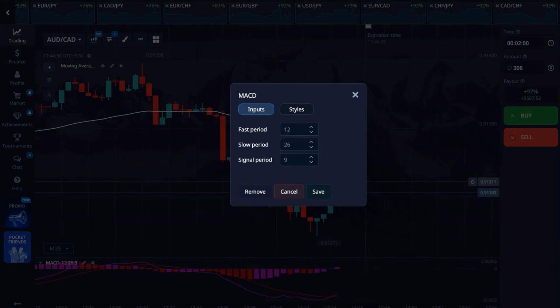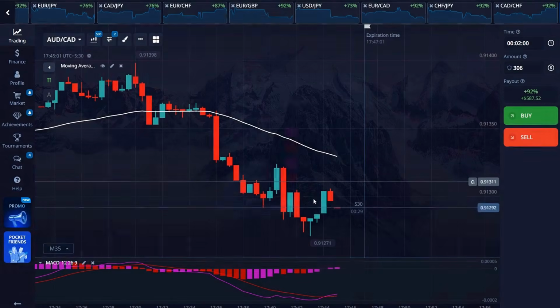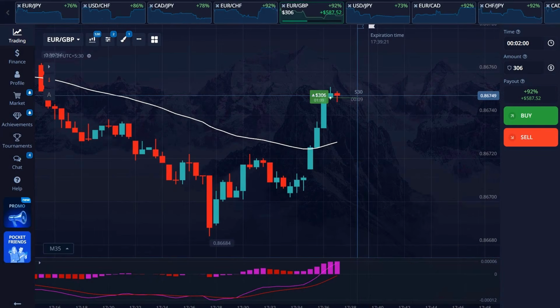Next, for the MACD indicator, use fast EMA 12, slow EMA 26, and signal 9. In the color section, keep the MACD line red, the signal line pink, and the histogram bars magenta for easy visibility between bullish and bearish momentum. These are the exact settings I've used in all the examples shown today.